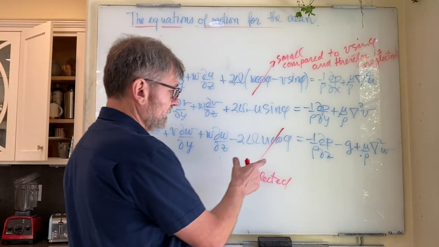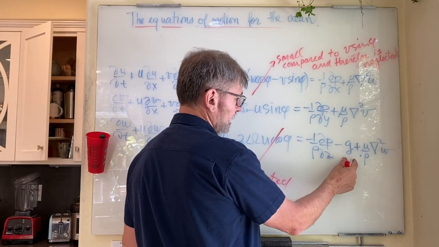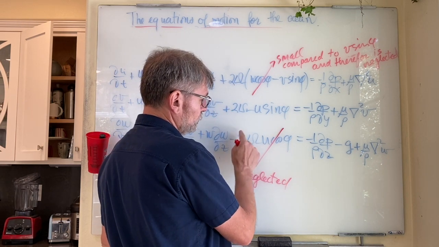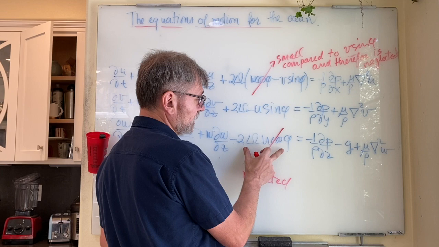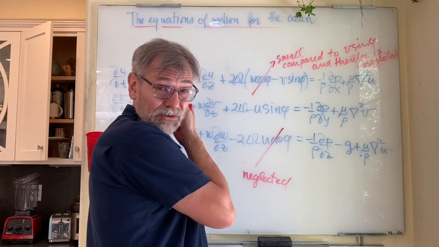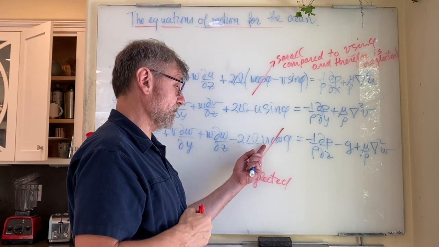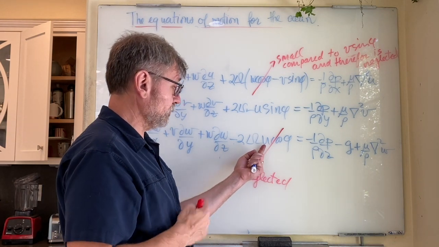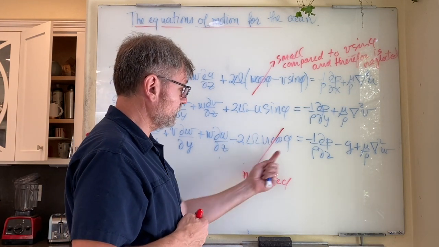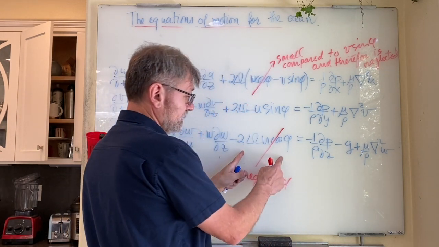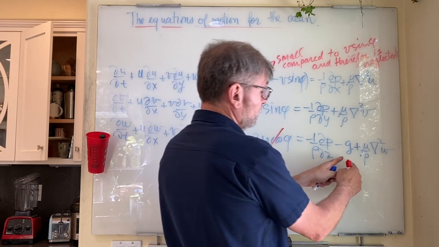So it's true that this term is tiny compared to g, right? g is of order 10, and 2 omega cos phi is of order 10 to the minus 4. So if u is of order, in the ocean, let's say 1 meter per second, in the Gulf Stream, a very fast current, this whole term is of order 10 to the minus 4, whereas this is of order 10. So this one is about 5 orders of magnitude smaller than the force of gravity.